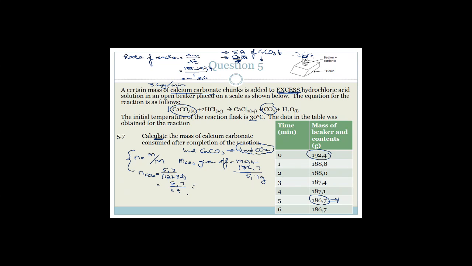And now I need my calculator. So we go 5.7 divided by 44 equals 0.13. So that's 0.13 moles. And I've officially run out of time.